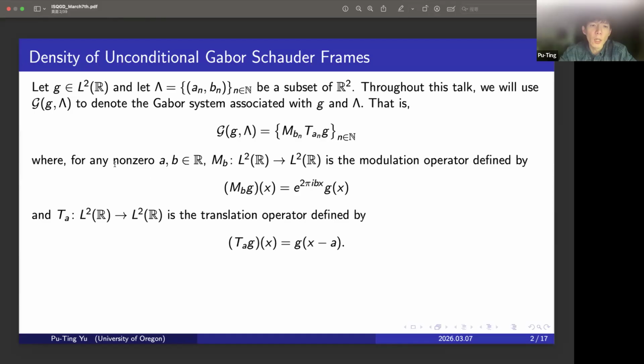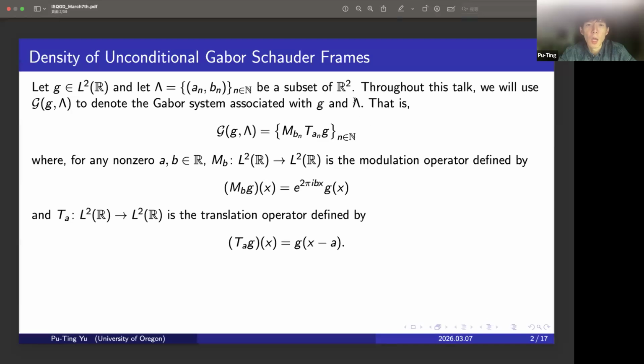Here, for any non-zero a, b, M_b is the modulation operator defined by multiplication by e^(2πibx). The idea of this modulation operator is that we shift the function g not on the time side but on the frequency side. And T_a is the usual translation operator defined by T_a g(x) = g(x − a). So I will use this notation to denote a Gabor system associated with a non-zero function g and a countable subset Λ.